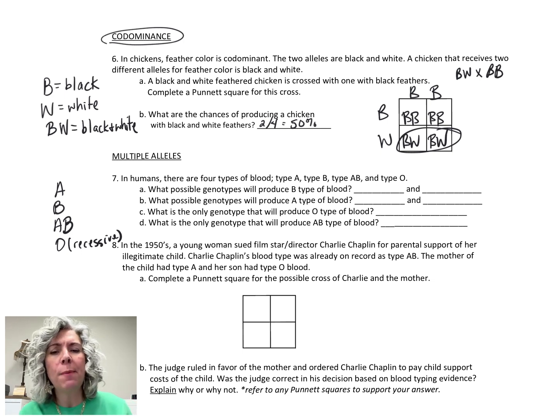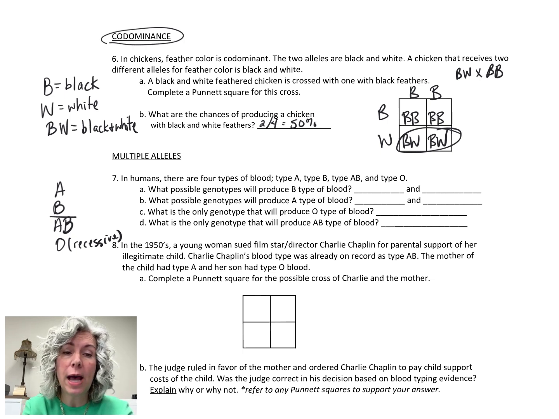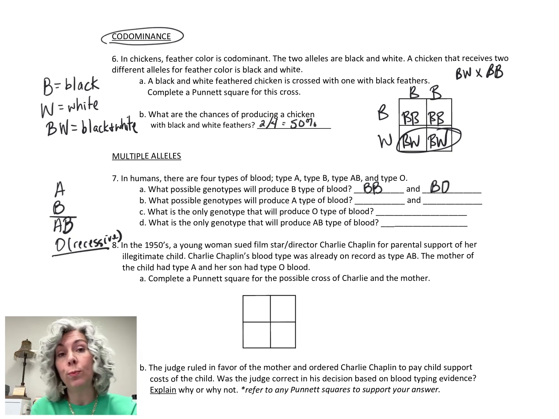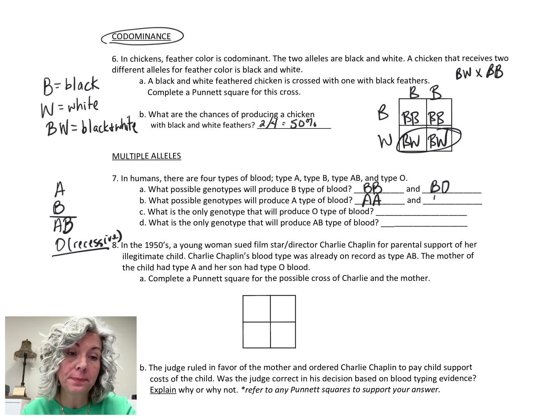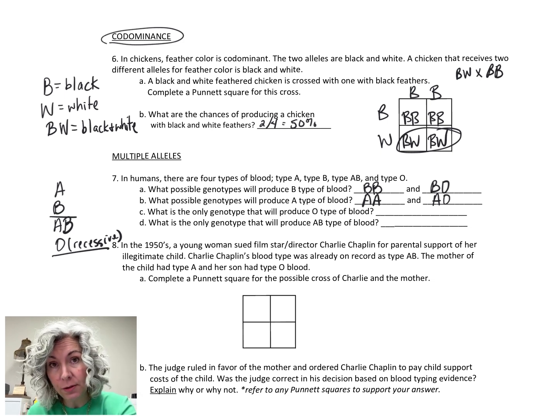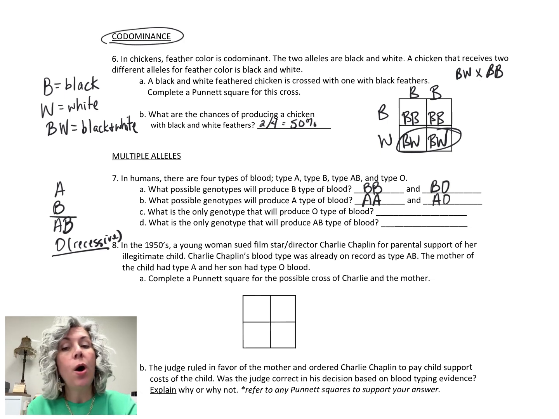So what possible genotypes will produce type B blood? Well, we know B is dominant, so I could be homozygous B, or I could be heterozygous B. Now, if I'm heterozygous B, what's the other allele going to be? The recessive one. So O. Okay. What possible genotypes will produce A type of blood? Well, I could be homozygous A, or I could be heterozygous A and carry the recessive, which is O. What's the only genotype that will produce an O blood?